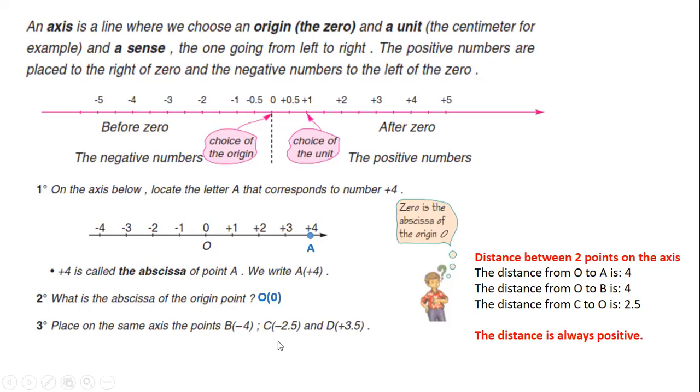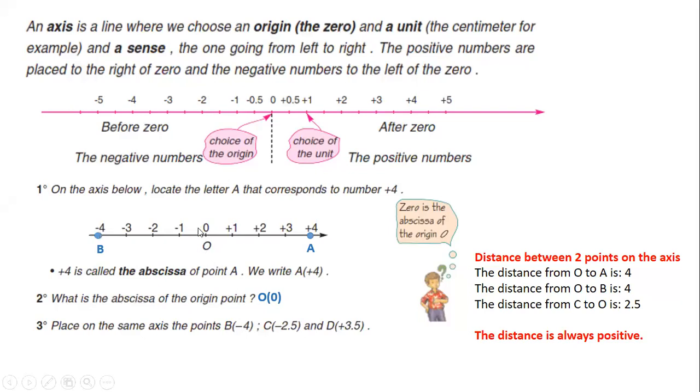Don't worry. So we write O has an abscissa 0. Now we should place on the axis B having abscissa -4. Because -4 is negative, so we go to the left side. On the -4 we mark and we write its name B.